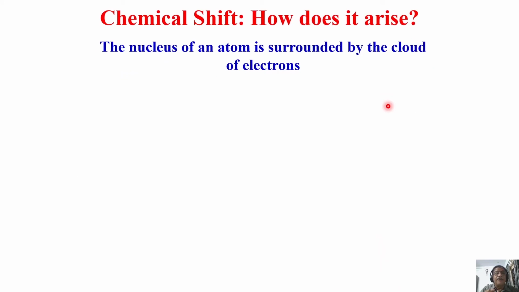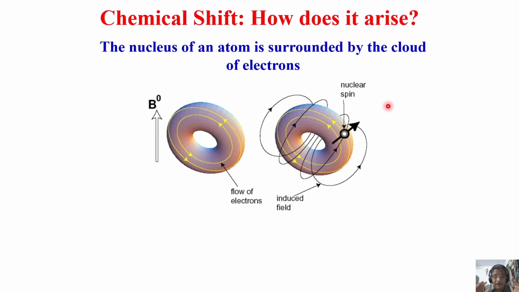Now we will worry about chemical shift. How does it arise and what is going to happen? We will discuss this in the next class.